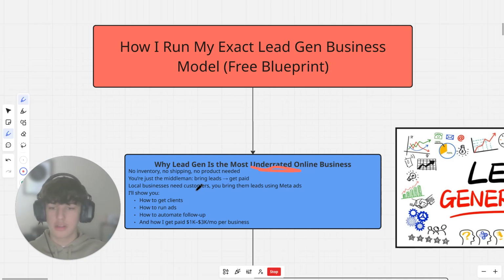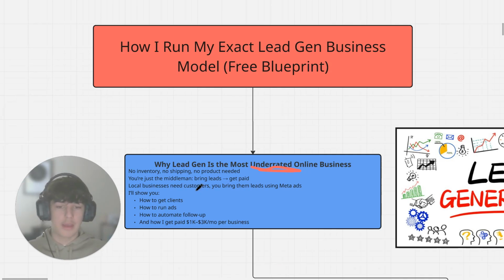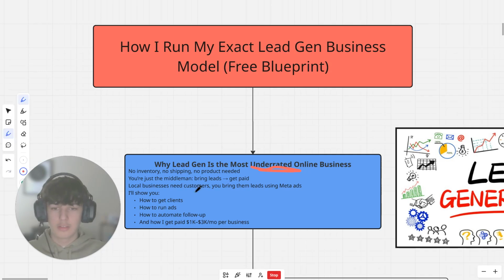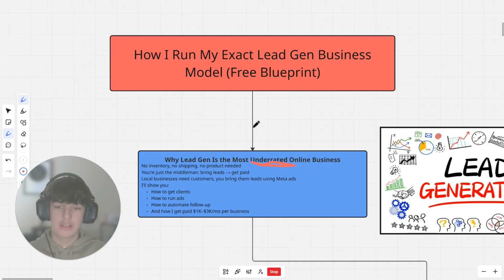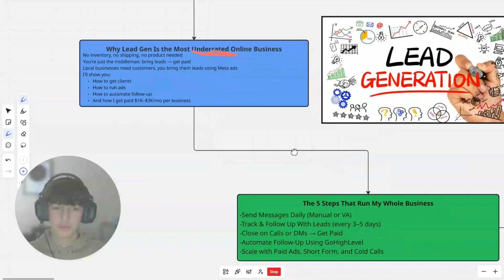I'll show you how to get your clients, how to run your ads, how to do the follow-ups, and how you can get paid $1,000 to $3,000 monthly per business that you work with. So say you're signing 10 clients all in the $2,000 to $3,000 range. You're going to be printing. And that's the goal, obviously, to be making money through a business that works. This is a great one to get into. So let's move on from that.